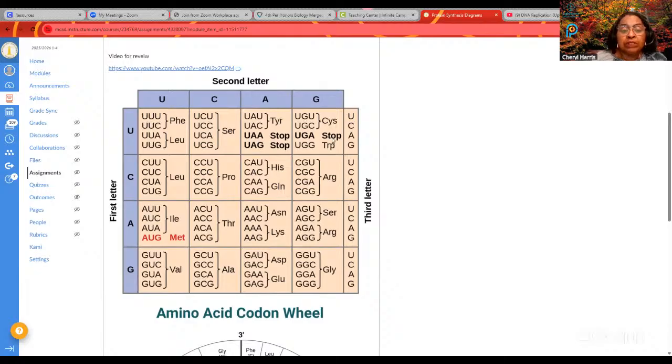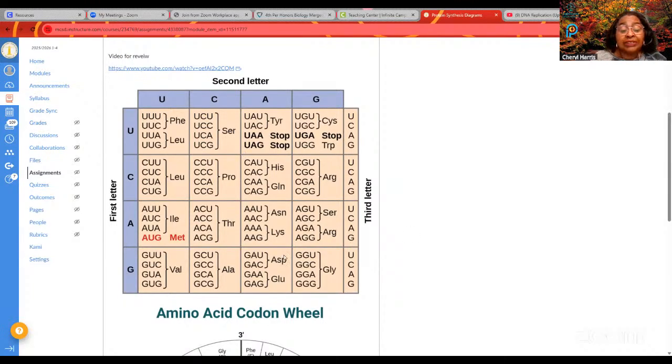Then you come up here to the top corner and you've got 3 different messages on how to stop. You've got UAA, UAG, and UGA, not the university. They don't code for an amino acid; they code for stop. Don't make any more protein. The first one does code for the amino acid methionine, so it's always going to be the first one. But then these tell you when to stop. So when you see that, that means stop.